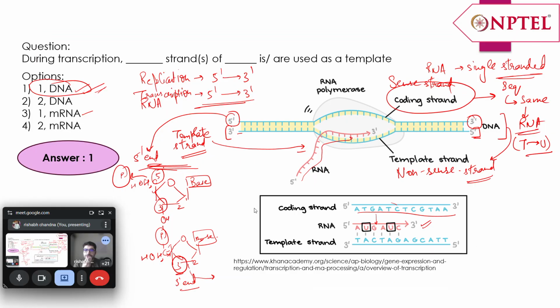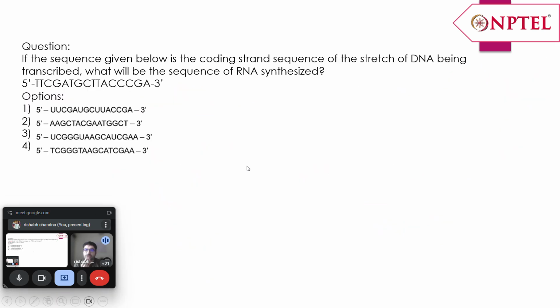Okay, so let's move on to the next question. If the sequence given below is the coding strand sequence of the stretch of DNA being transcribed, what will be the sequence of RNA synthesized? So this is the sequence that you have been given. What will be the sequence of the RNA? Any more answers?